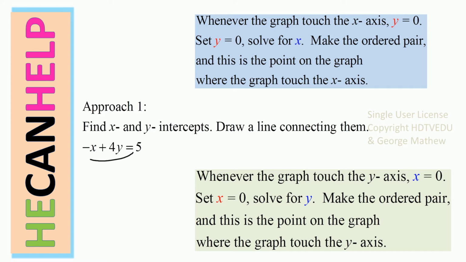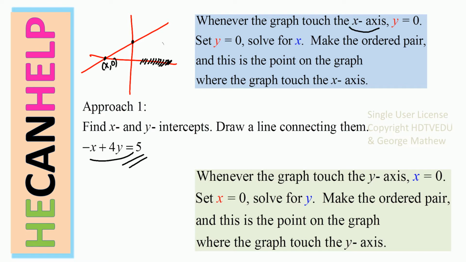One of the ways is to find x and y-intercepts. Whenever the graph touches the x-axis, y is equal to 0. So your point is going to be some x value and 0 for y. On the x-axis, y is equal to 0. So you have one point now.